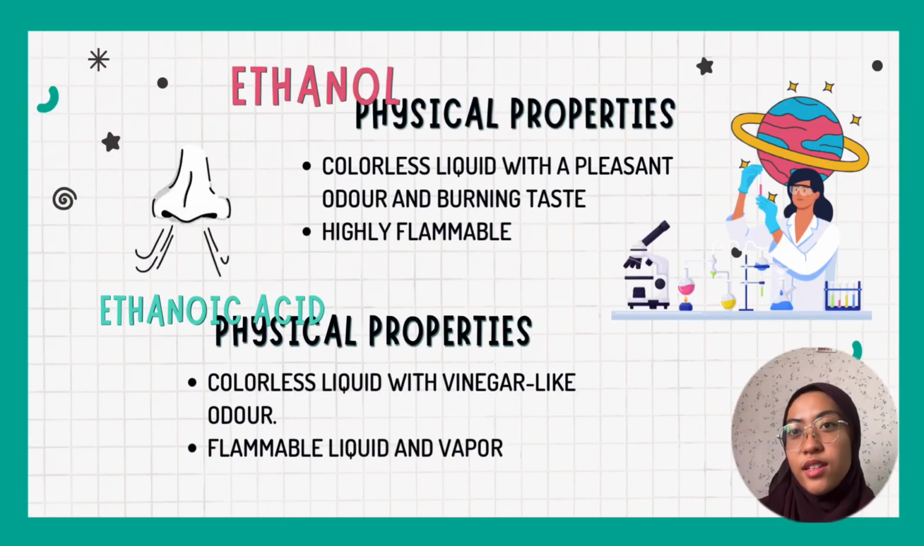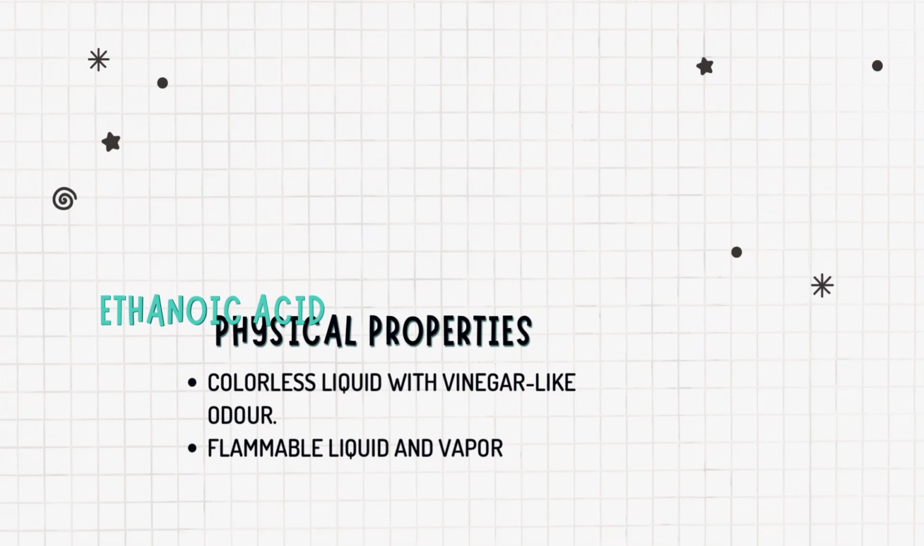Let's focus on their physical properties. Both alcohol and ethanoic acid are highly flammable, colorless liquids, and also have an odor. Ethanol has a pleasant odor and a burning taste, whereas ethanoic acid has a vinegar-like odor.